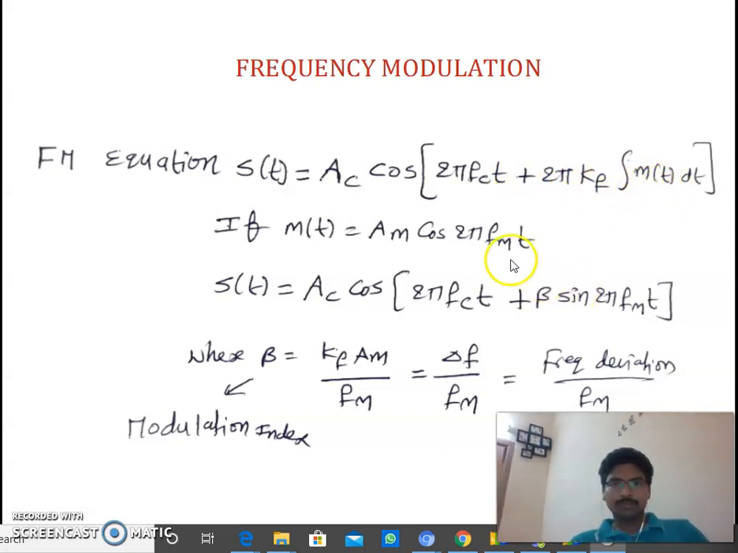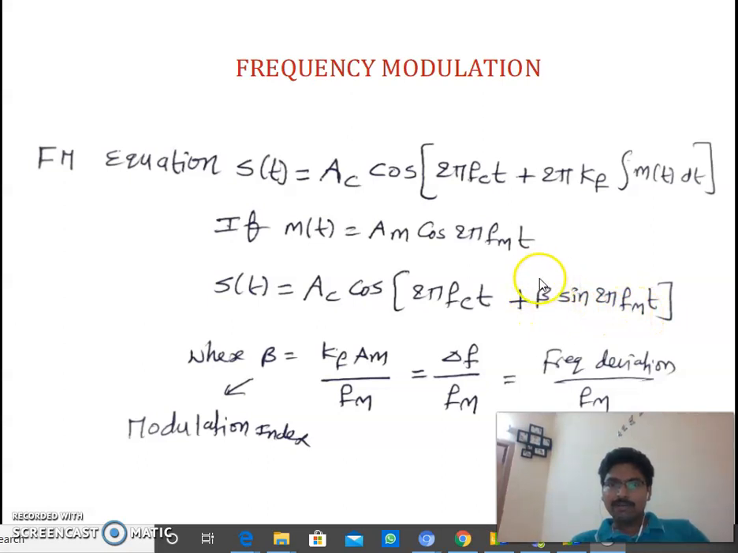So the FM equation can now be written as s of t is equal to Ac into cos of 2 pi fc t plus 2 pi kf integral m of t dt. Now here we are just writing the integration of m of t. We have taken m of t as cos here, so the integral of cos is sin. Here I have written sin 2 pi fm t, right?